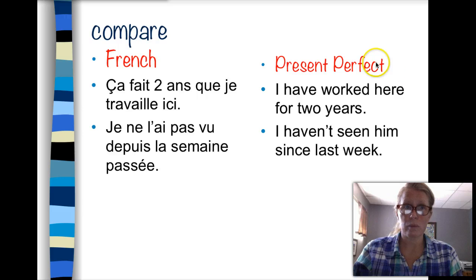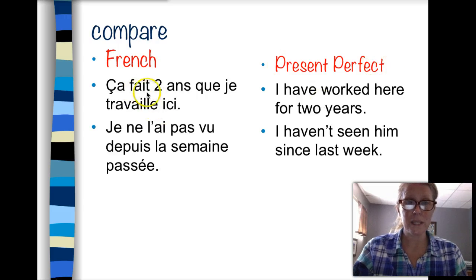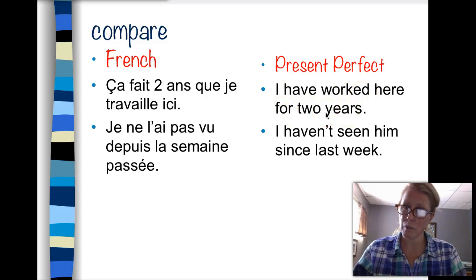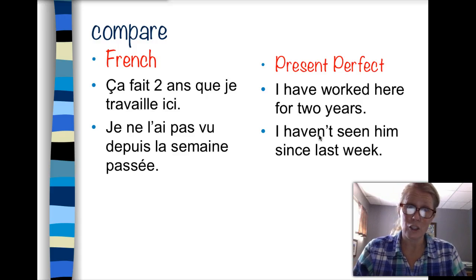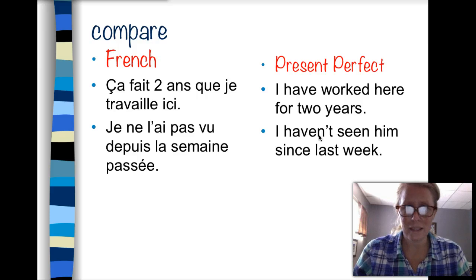So I understand why people make mistakes. Here we've got the present tense in French, but in English I need the present perfect because I have the idea that the action started in the past and it's still continuing. And here I have the passé composé in French, and so it almost looks the exact same thing. And in fact, if French still used the simple past like English does, then anyway, that's a discussion for another day.